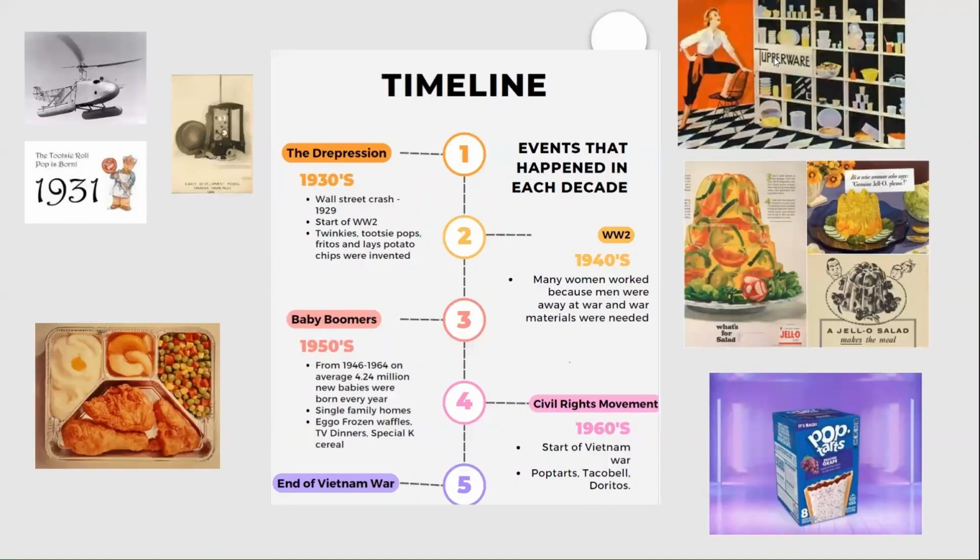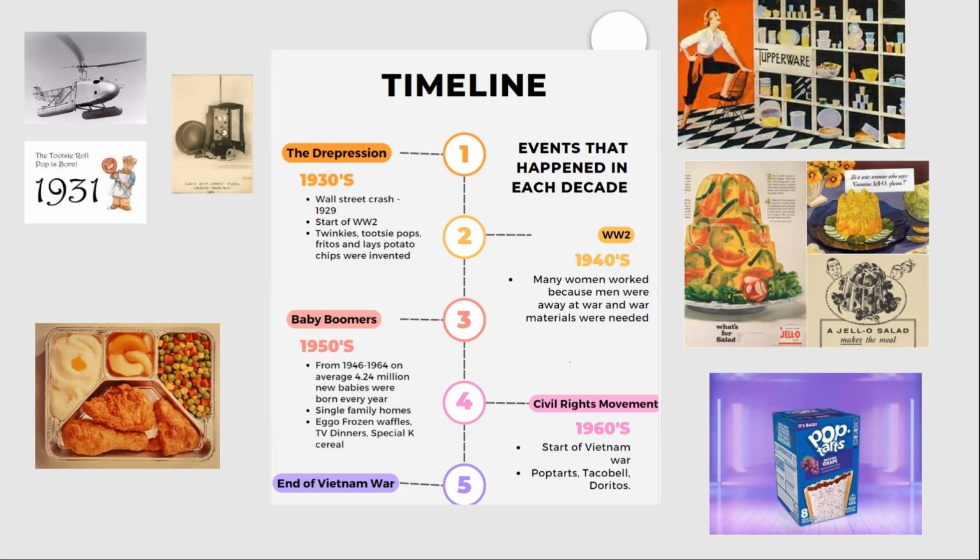All right, so let's look at the timeline of what has been driving the obesity epidemic here in America. If we look at the 1930s, the Wall Street crash led to widespread economic hardship, affecting food accessibility and dietary habits. Also, the onset of World War II disrupted food supplies and led to rationing in many countries, altering eating patterns. That's also when Twinkies, Tootsie Pops, Fritos, and Lay's potato chips were invented, marking the beginning of readily available processed snacks.